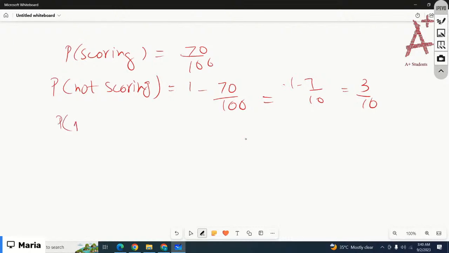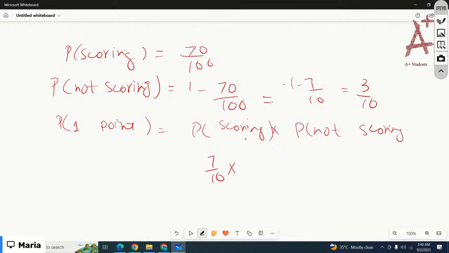Okay, now you have to calculate the probability of 1 point. That is the probability of scoring and the probability of not scoring. We know that the probability of scoring is 70 over 100, or you can say 7 over 10, and the probability of not scoring is 3 over 10. That would be 21 over 100.